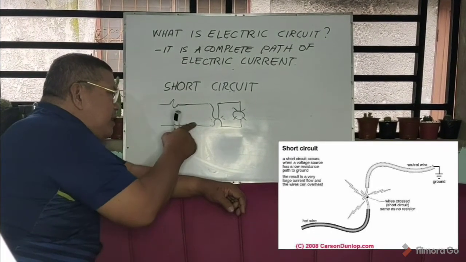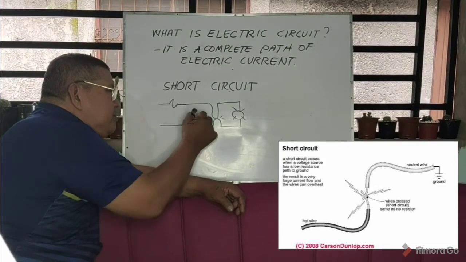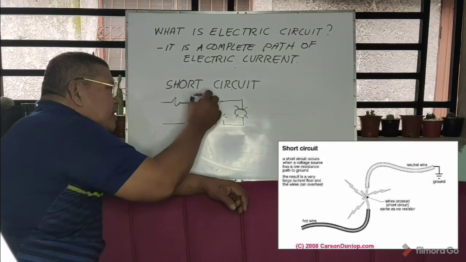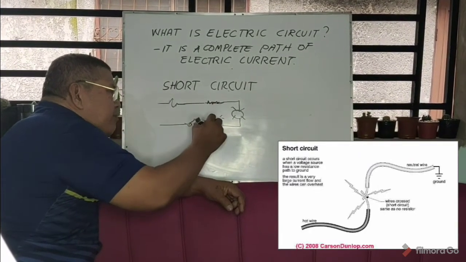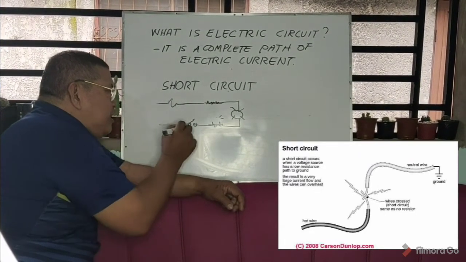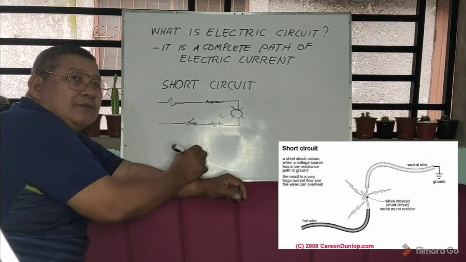Okay? And then if you have here the switch, let us see, you already fixed the trouble. And then switch it again, then the lamp will light. So that is short circuit.